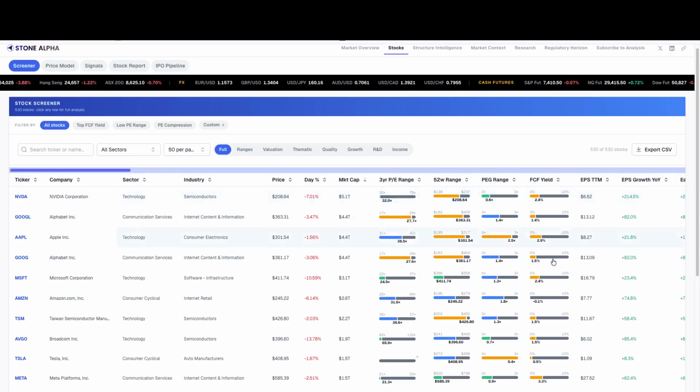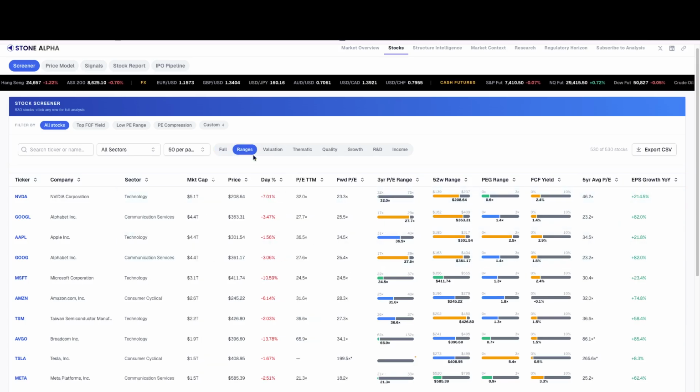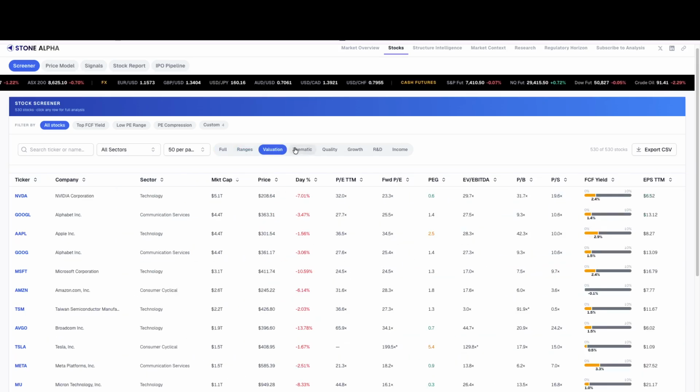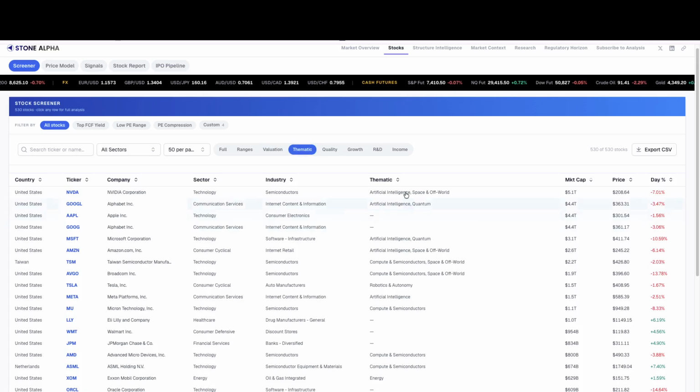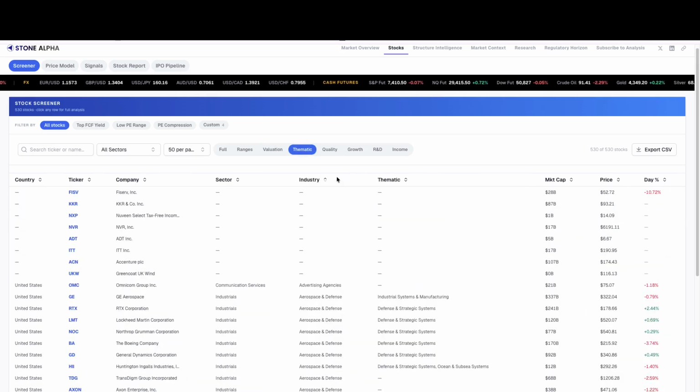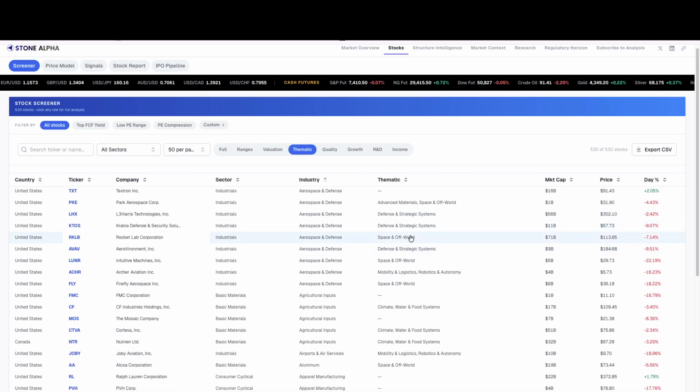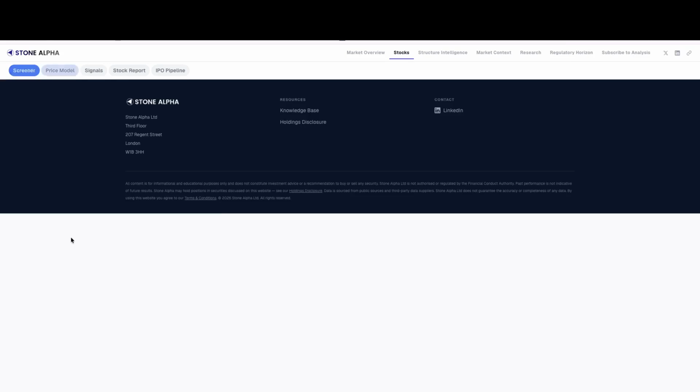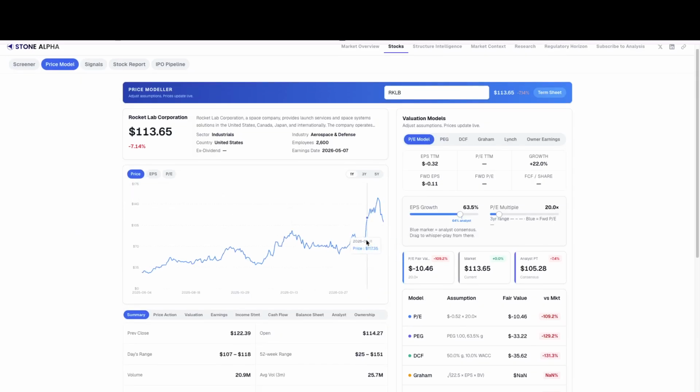You could have various views over here. You could view by their ranges, you could view by valuation, you could view by thematics, because this is also an important concept now. You want to see things like space, who are these? Rocket Lab Corporation. That's an interesting one worth looking at, 71 billion in value. You click onto that, you could do the modeling. Hey, you could see there's some traction here over the last year.